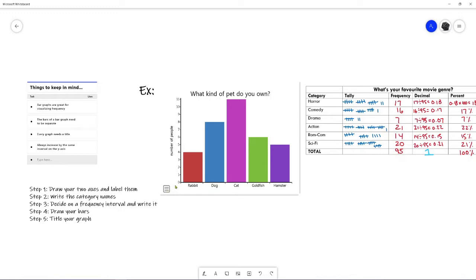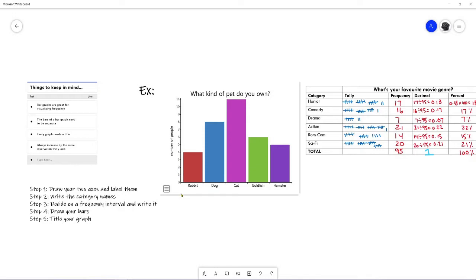Last but not least, when you're drawing your frequency, the interval that you go up by always has to be the same. Think of this like skip counting. In other words, if I start by counting by ones or going up by ones on the vertical, I'm not going to all of a sudden go up by threes or fives. I have to stick with going up by ones. Same thing if I start going by twos, I have to stick with going up by twos, etc., etc.